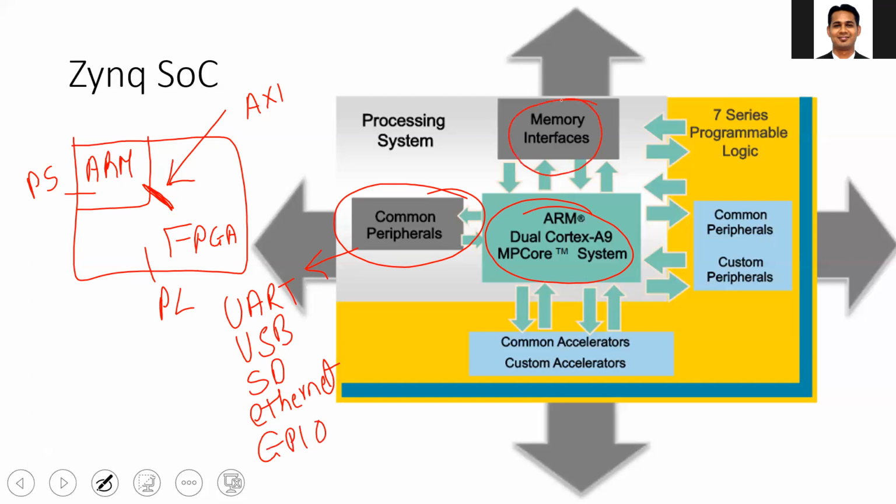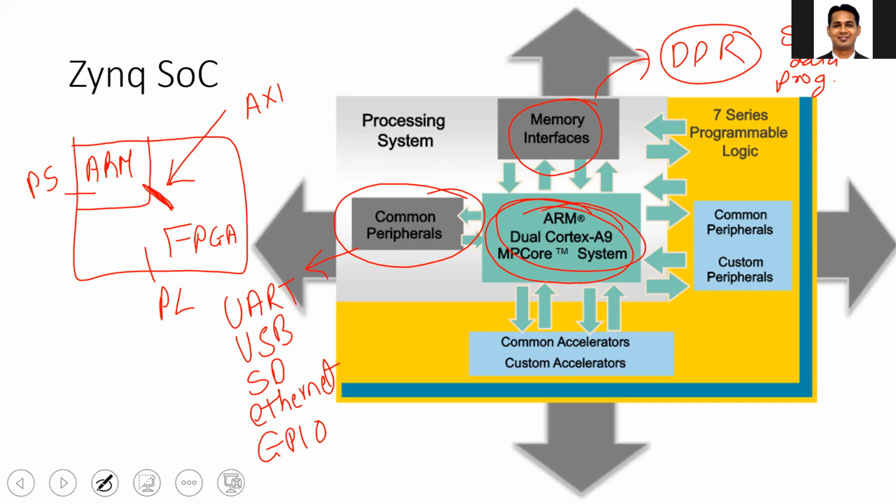And this is the memory interface. So your DDR memory can be used. Inside the memory, you can store your data, as well as the program which is to be executed by this ARM processor.